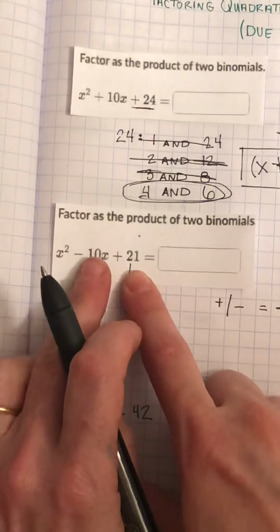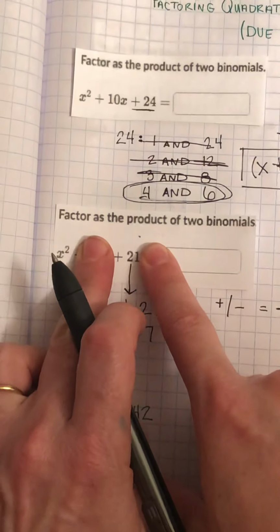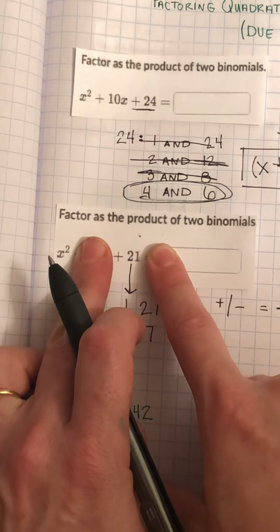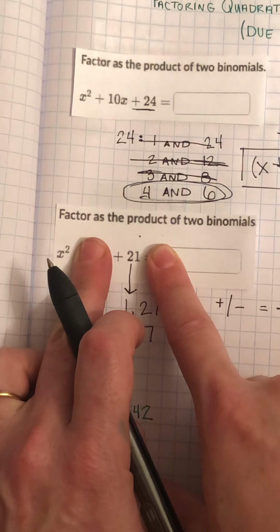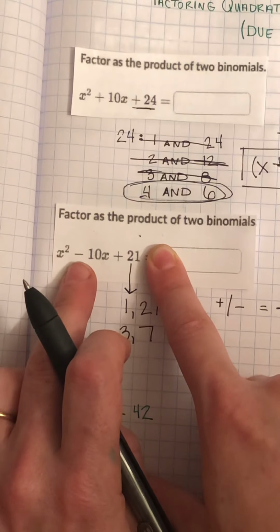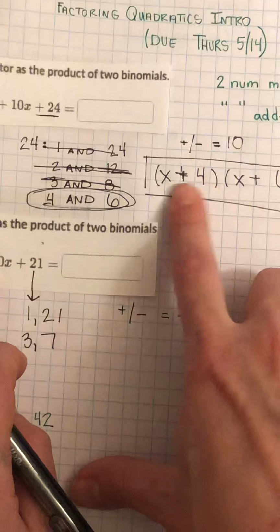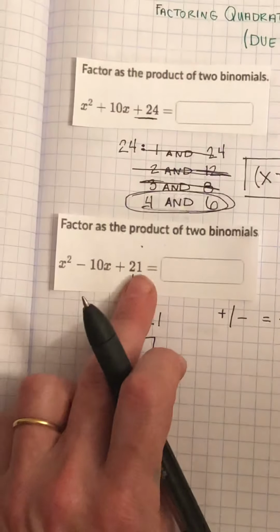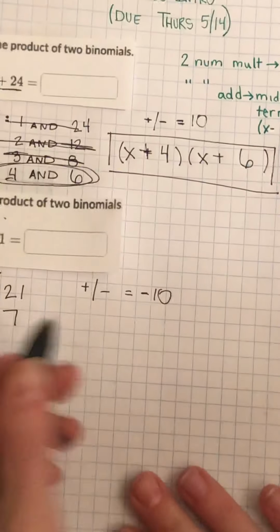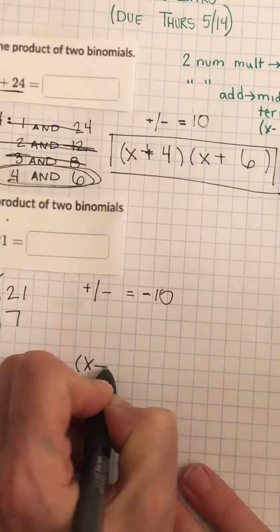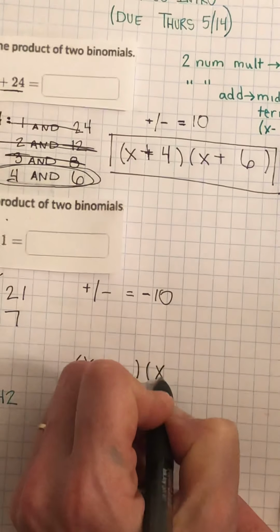So it's interesting because these are multiplying to give me these numbers. When we multiply, two numbers have to be both positive or both negative. If this was positive, then they would both be positive, like up here. This is a negative, so they're both going to be negative. So my final answer will be x minus something times x minus something.